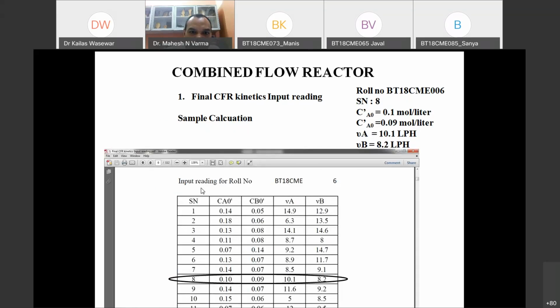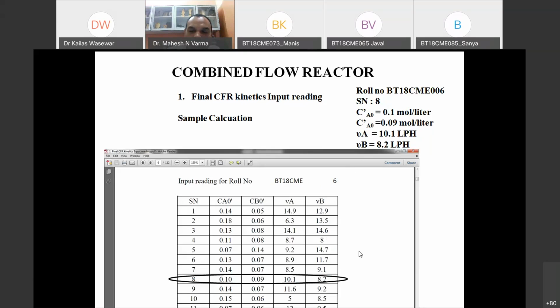Say for example, this is roll number BT18CME006, for roll number 18. Serial number 8, this is the 8th reading. So what will he be doing for the 8th reading? This is the concentration of NaOH taken in the storage tank, this is the concentration of ethyl acetate taken in the storage tank, and this is the flow rate of NaOH controlled by rotameter, and this is the flow rate of ethyl acetate controlled by rotameter.